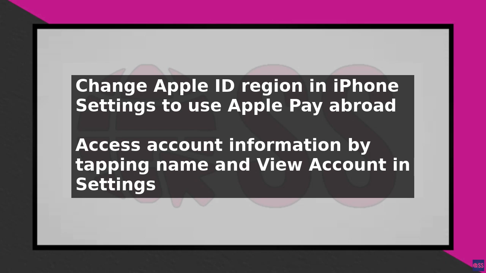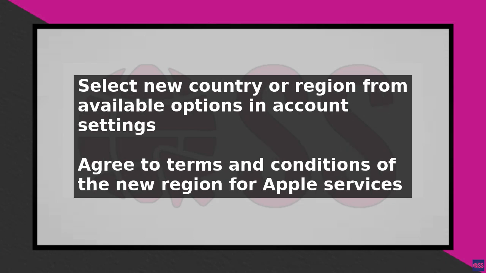First, go to the Settings app on your iPhone and tap on your name at the top of the screen. Then, tap on Media and Purchases and select View Account. You may be prompted to enter your Apple ID password or use Face ID or Touch ID to authenticate. Once you have accessed your account information, tap on Country, Region and select Change Country or Region.